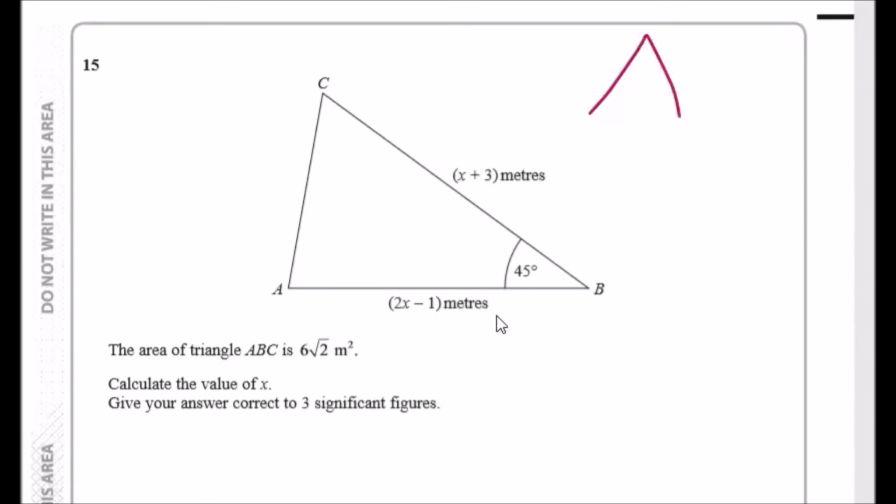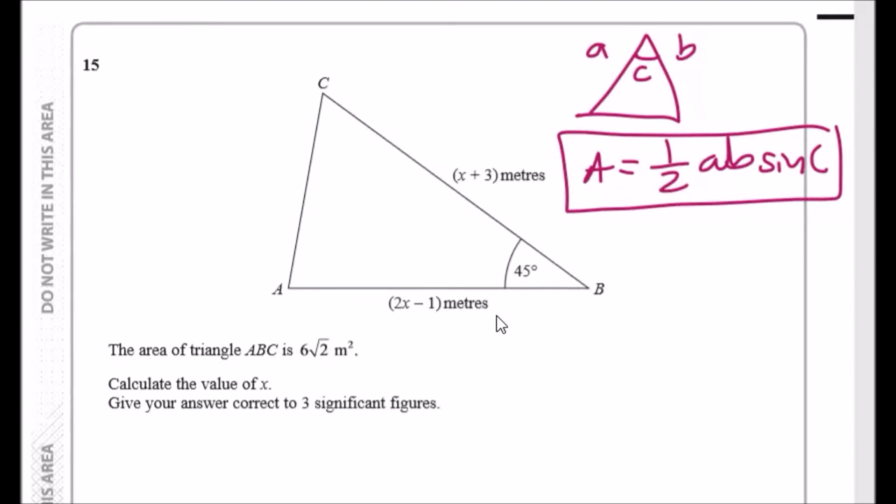When you have a triangle in this form, where you have a length here, another length here, and an angle between them, we use the area of a triangle formula, which is half AB sine C. So make sure you remember this, guys. Yeah, very useful. And we have it here. We have two lengths and the angle between, so we can use this. So calculate the value x.